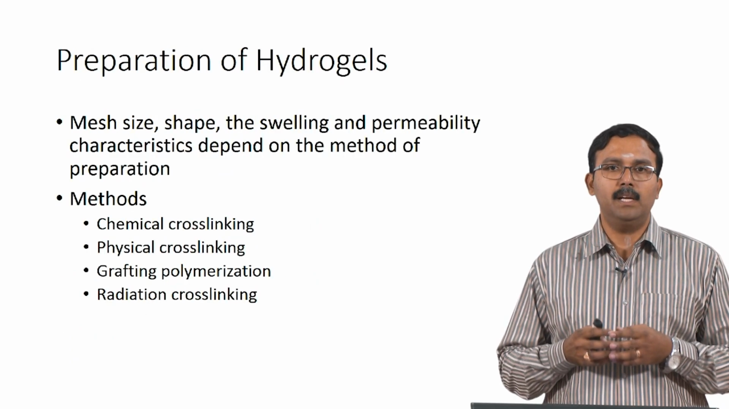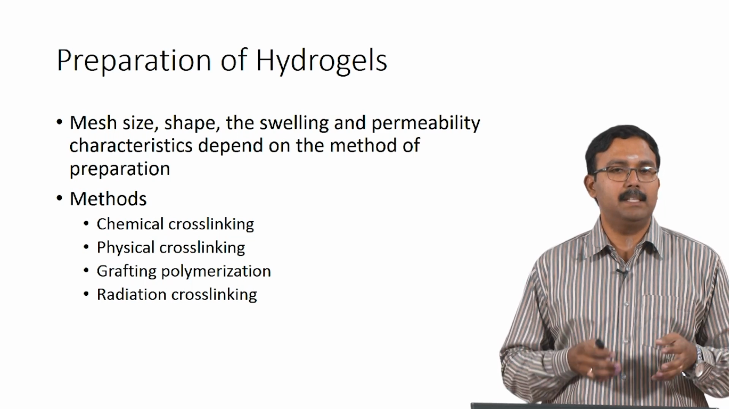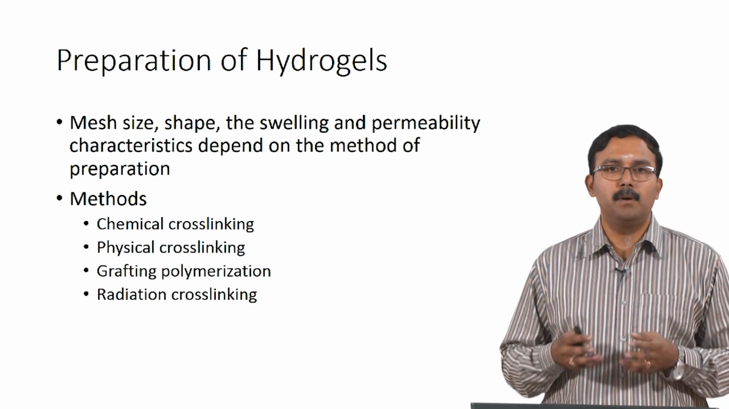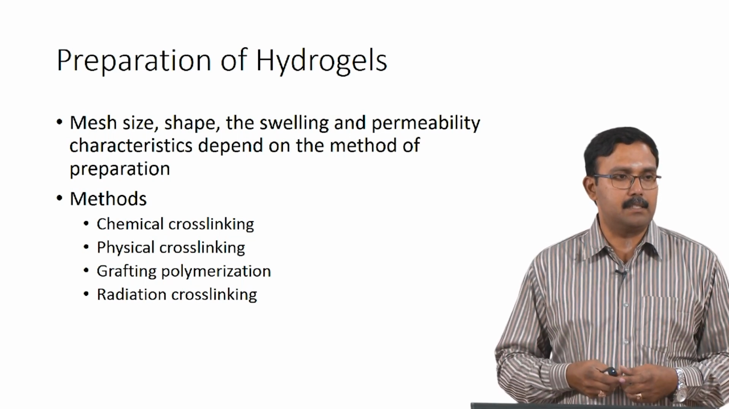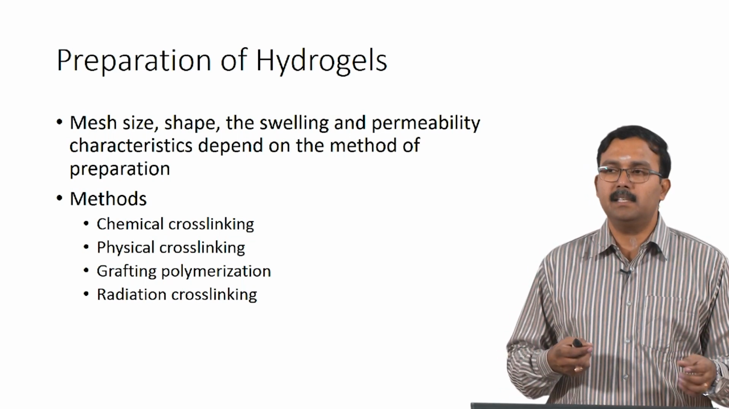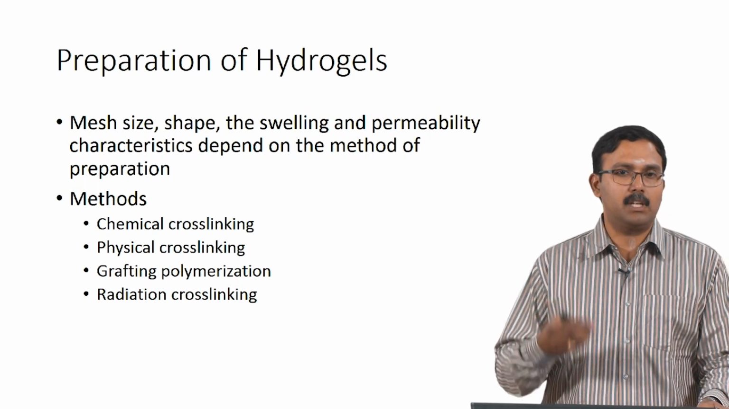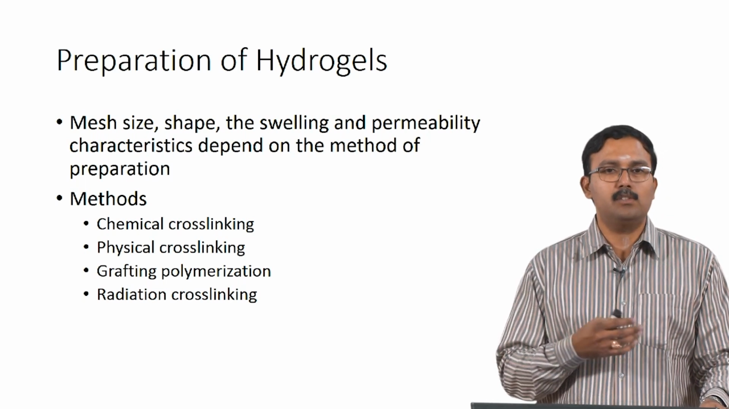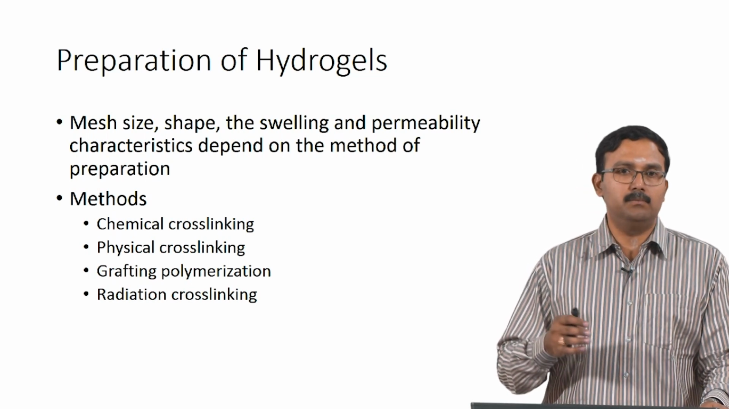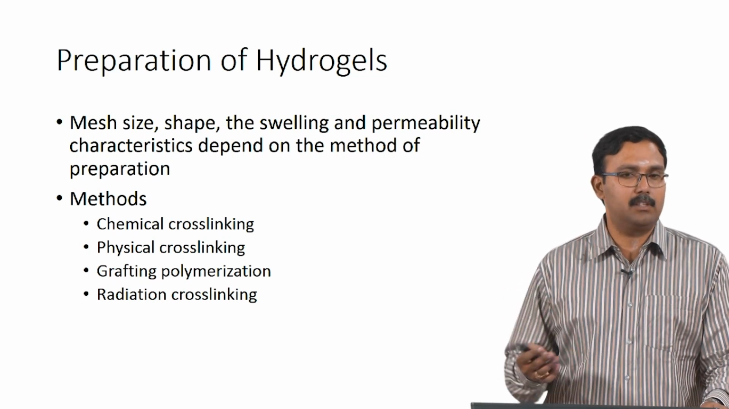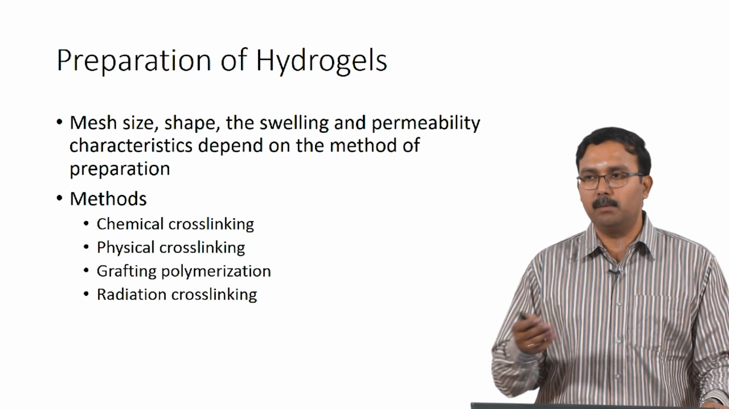So, while you are preparing hydrogels, the mesh size, shape, swelling, and permeability characters will all depend on the method of preparation itself. The method of preparation can be based on chemical or physical cross linking. You can also have graft polymerization and radiation cross linking, which can cause either chemical cross linking or physical cross linking depending on the polymer being used.